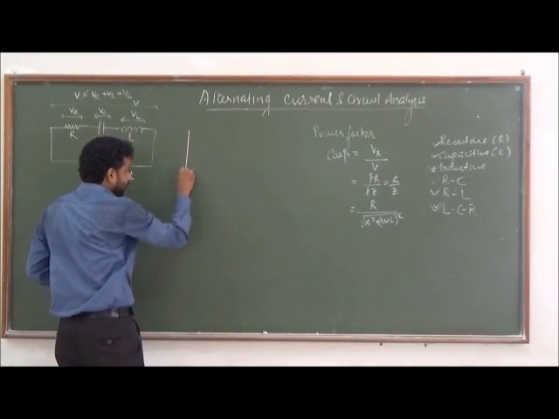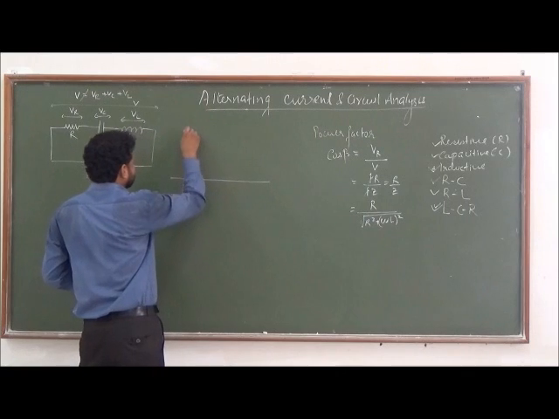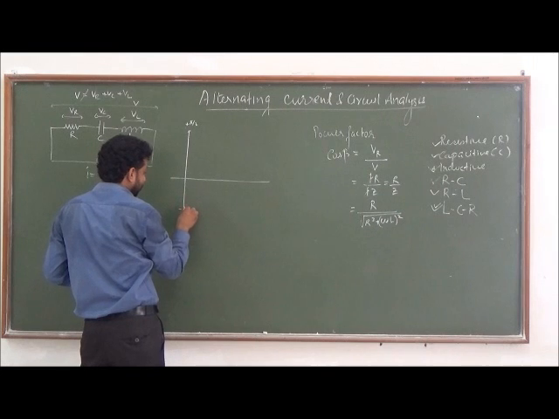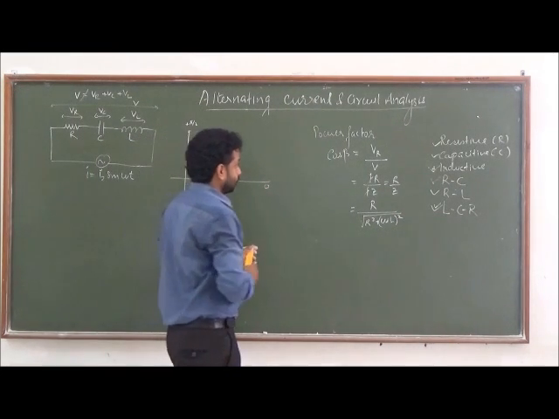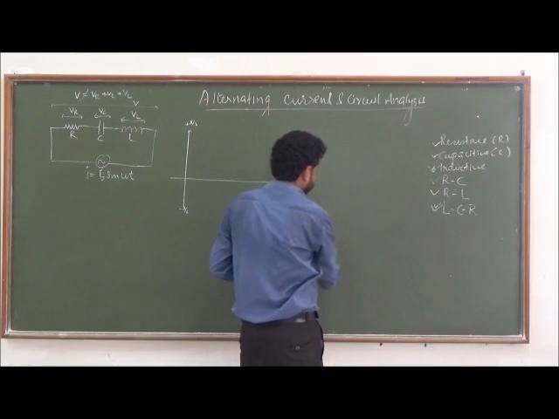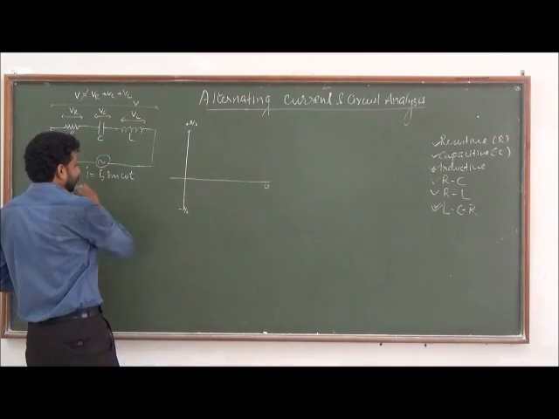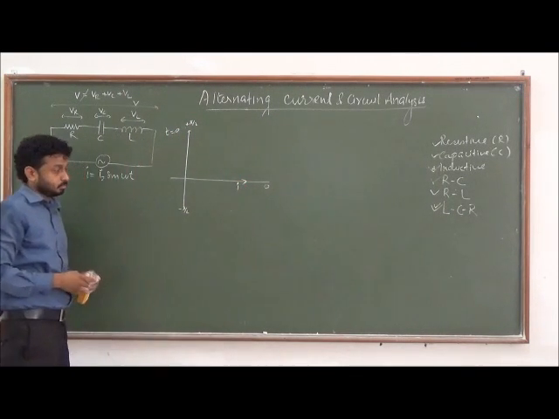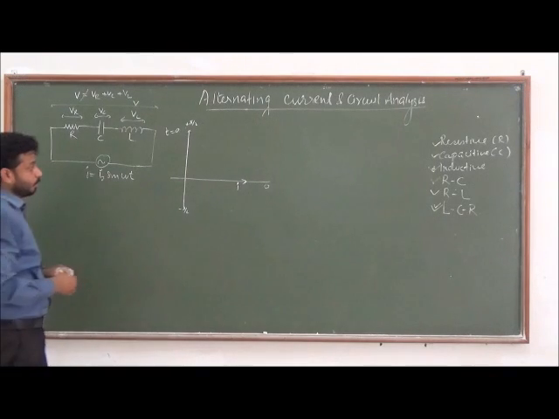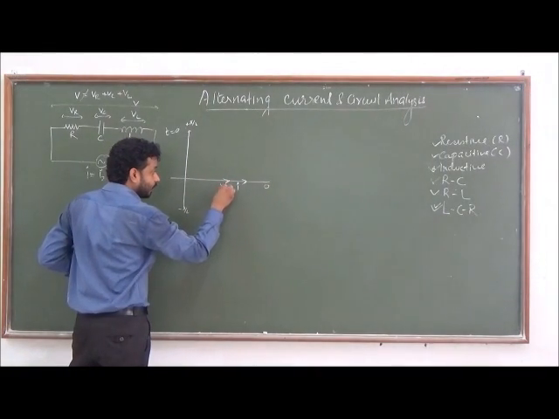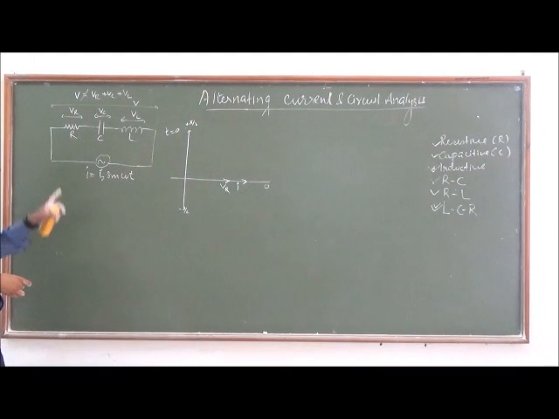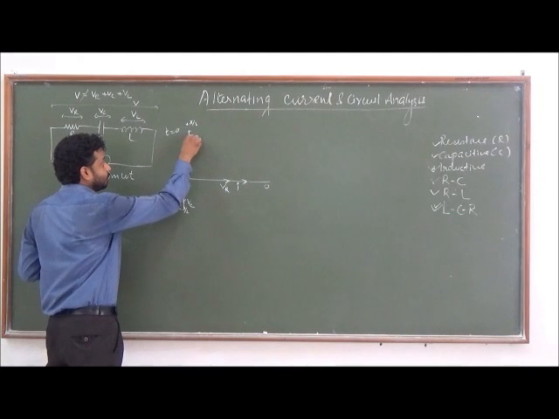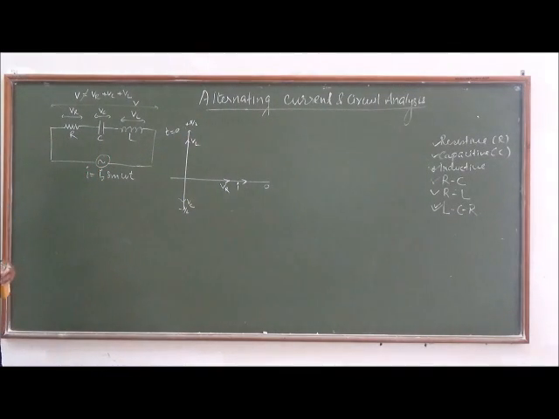So again we will start with the phasor diagram. With this as plus pi by 2, this as minus pi by 2, and this as 0. The current, if I put t equal to 0, has a phase of 0. What about VR? VR will lie in the direction of I. VC will lag by pi by 2, VL will lead by pi by 2.